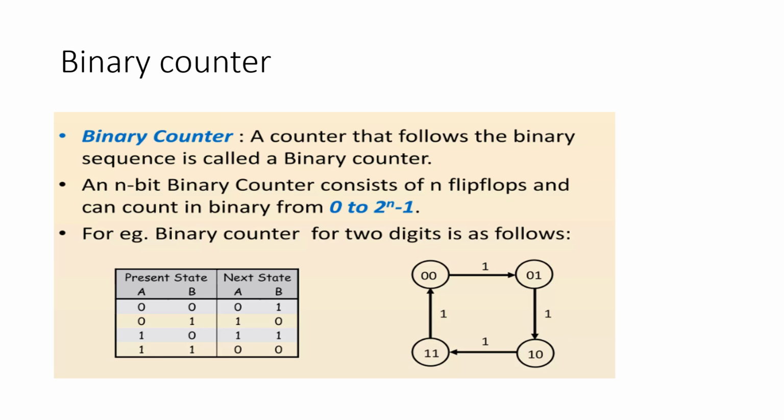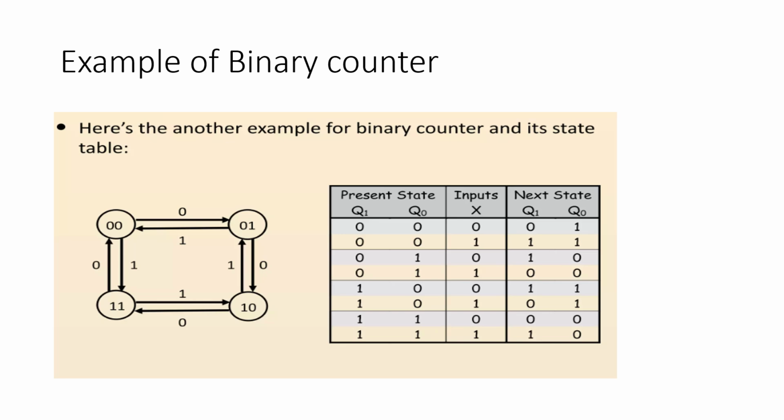Here I have considered 2-bit data, so we will get 4 possible combinations. If the present state is 00, the next state will be 01. If the present state is 01, the next state will be 10. If the present state is 10, the next state will be 11. If it is 11, the next state will be 00. It works in a loop. An n-bit binary counter consists of n flip-flops and can count in binary from 0 to 2 power n minus 1. As an example of a binary counter, I have represented each state in this table.